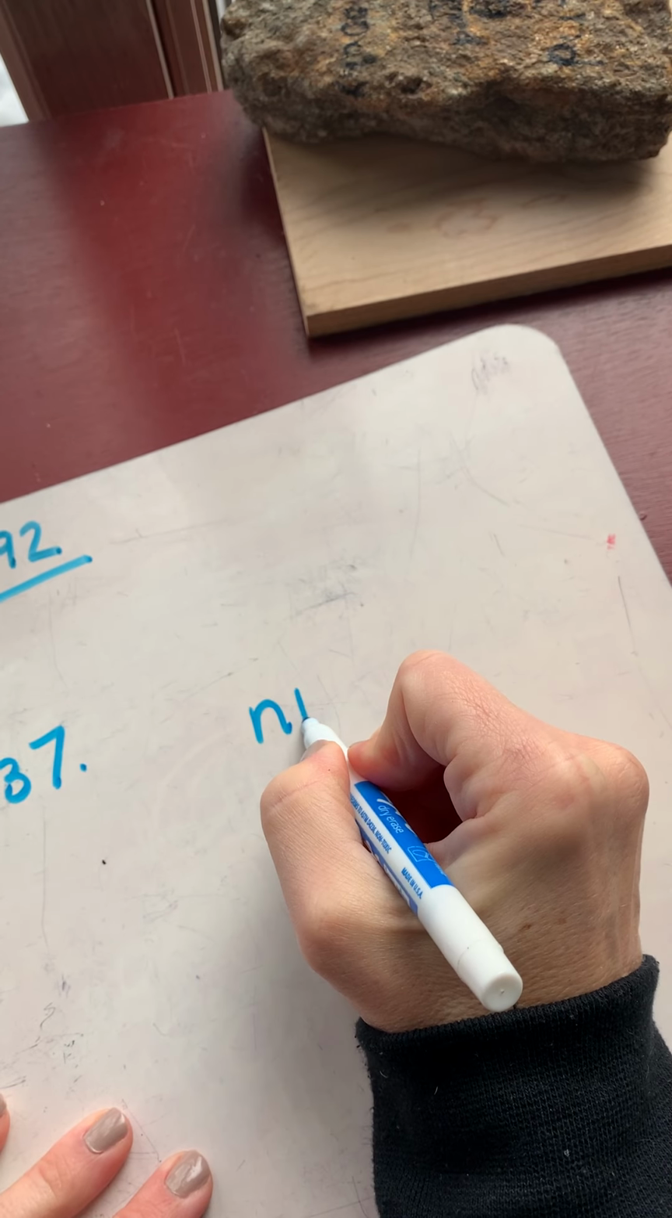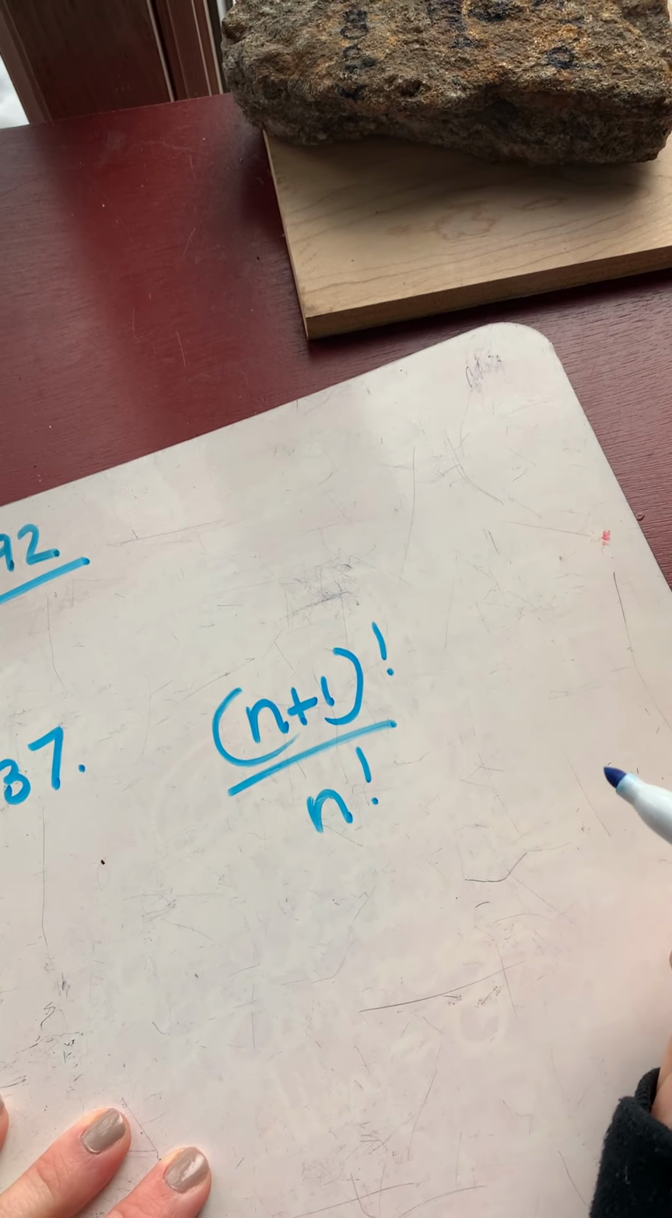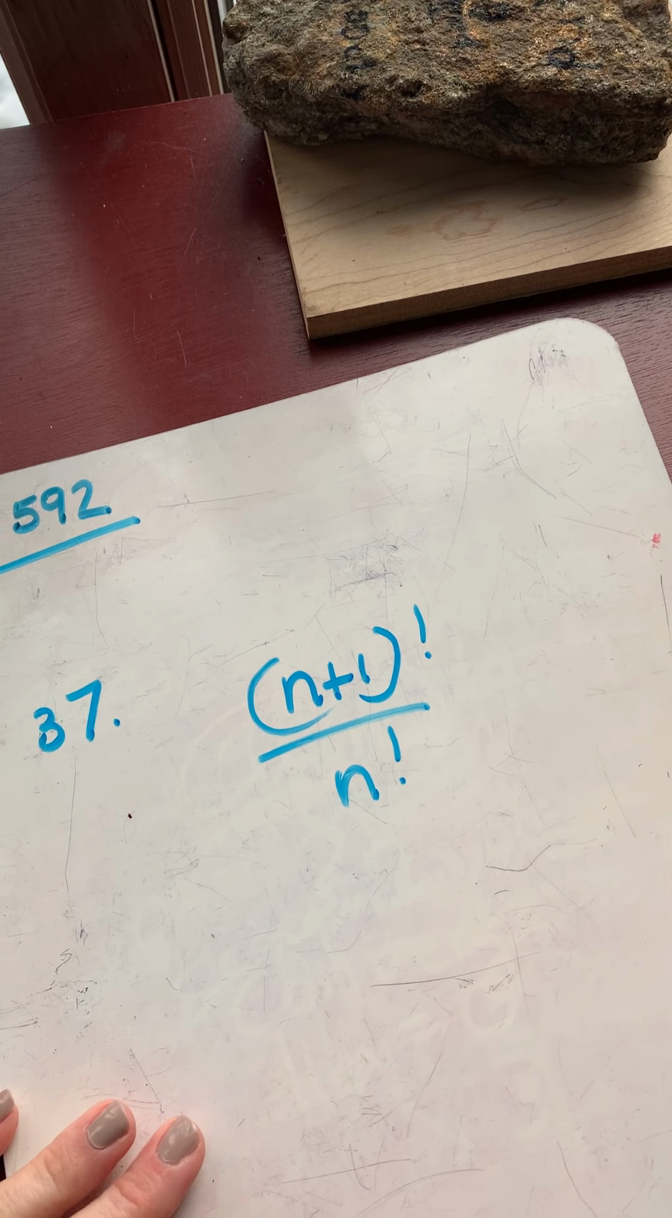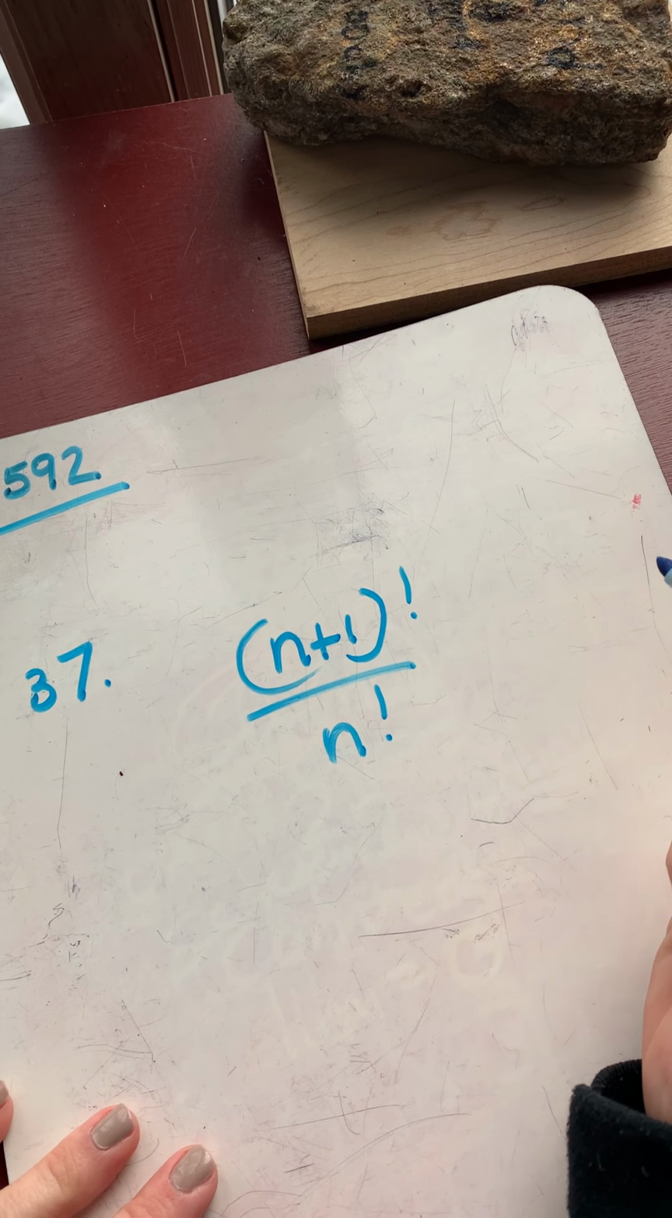We have (n plus 1) factorial over n factorial. Don't stress about this one. I probably shouldn't have given you this. I'm laughing because I shouldn't have even given you this.